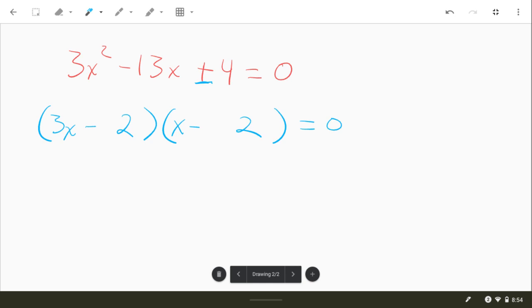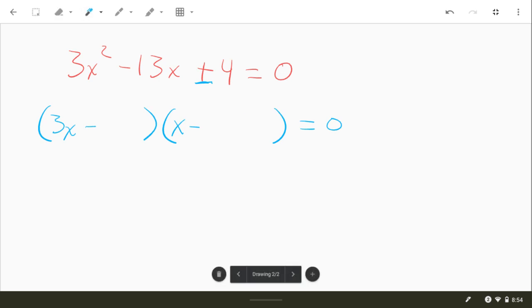So 3x times this 2 over here would be a negative 6x, and then you'd get a negative 2x in the middle, but that does not give us 13 in the middle. So that's not the right answer. All right, so it's not 2 and 2.